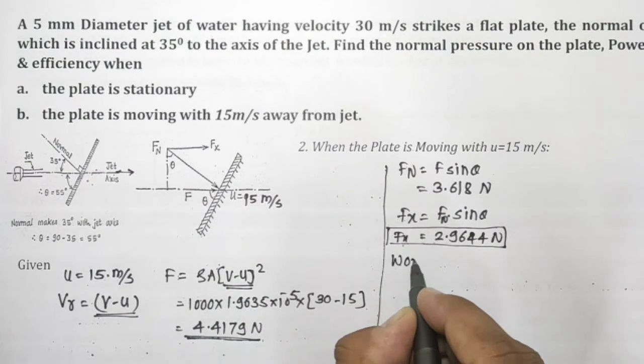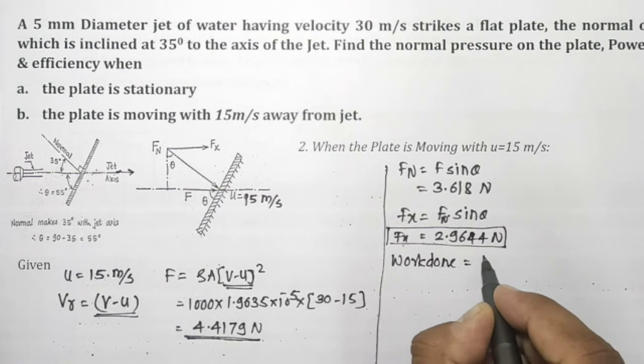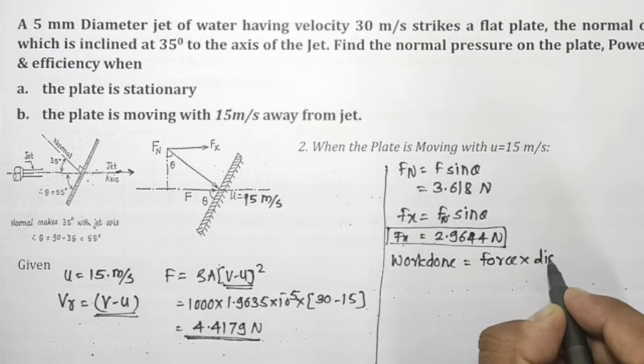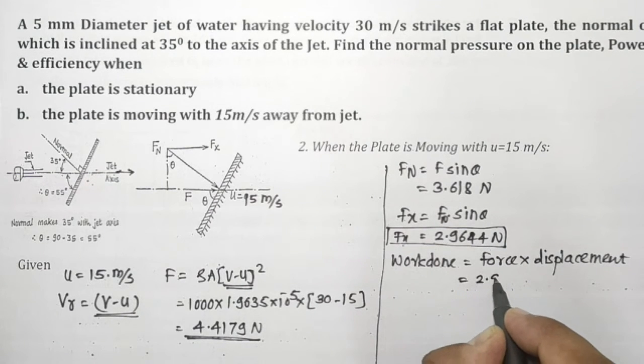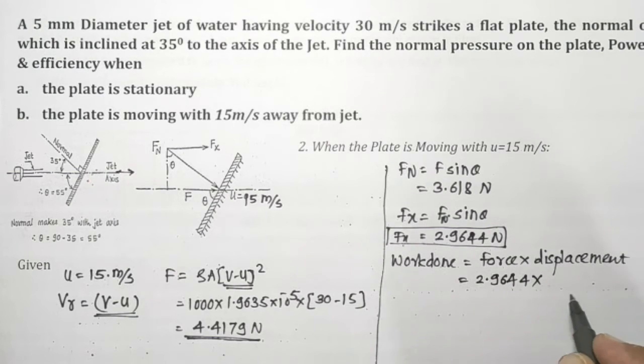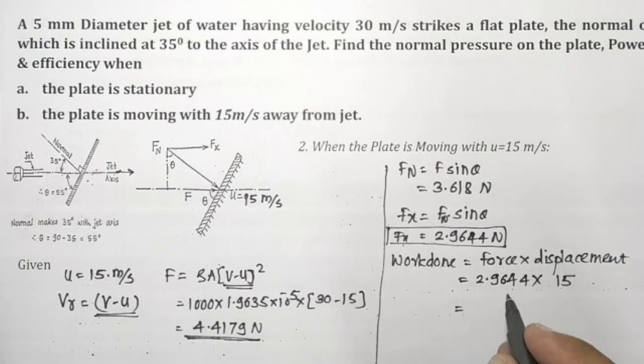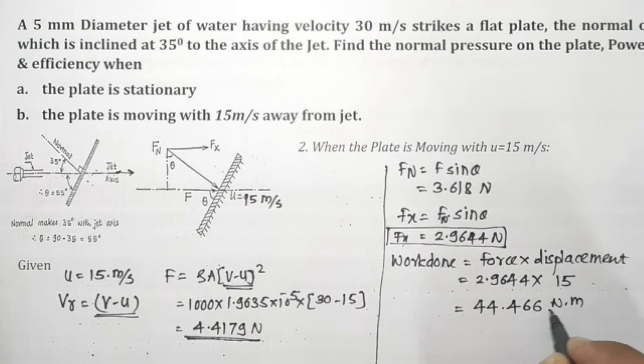Now work done is equal to force into displacement. So that force is 2.9644 into the displacement, which is 15 meter per second. So the work done comes to 44.466 Newton meter per second, which is joules per second, also called a watt. So this is what we call the work done.